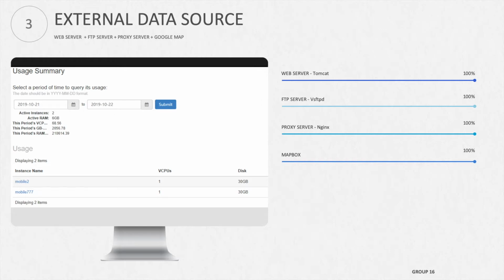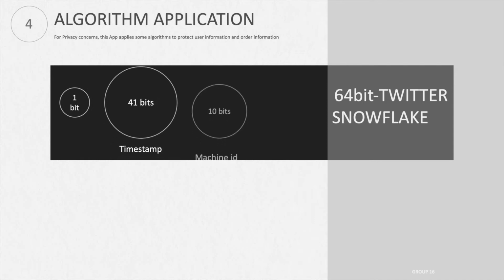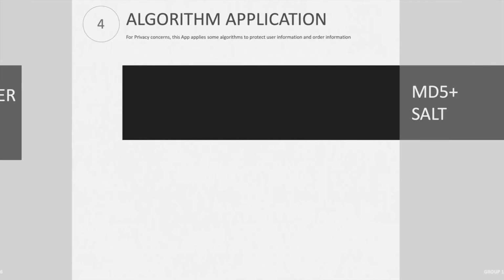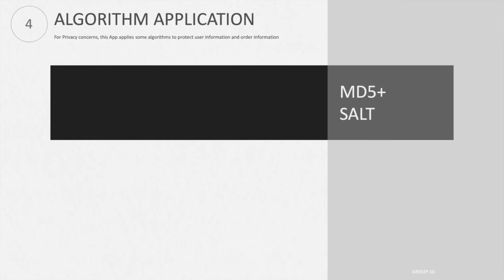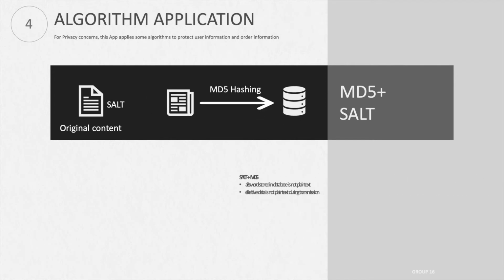Mapbox SDK is embedded into client, which provides map, symbols, and locations. Twitter Snowflake is an algorithm to generate order ID and avoid concurrent issues. Salting and MD5 are used to hash the plaintext password.